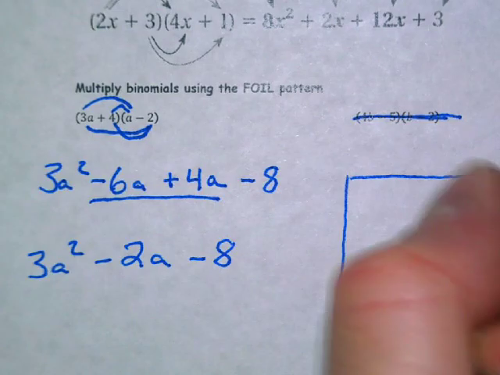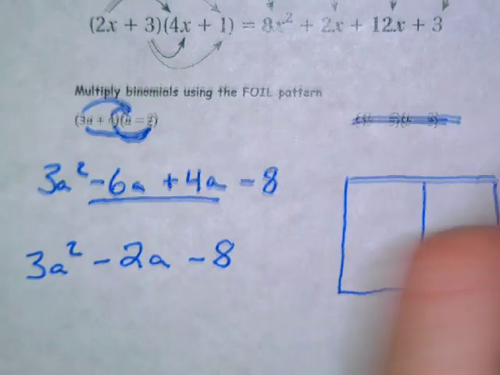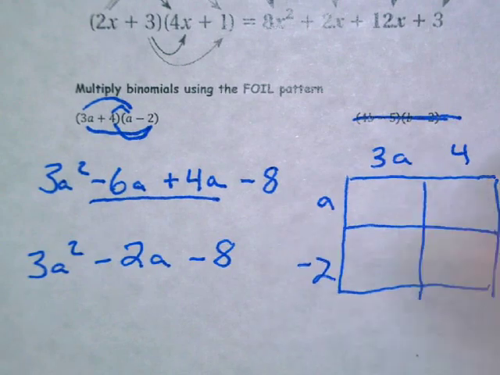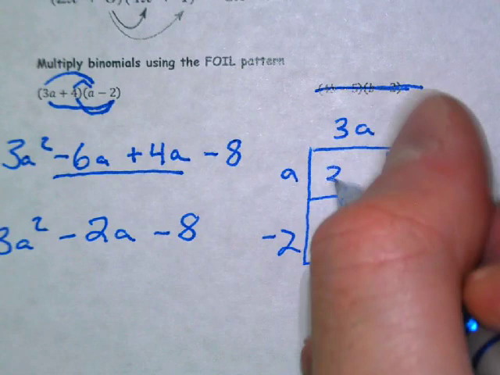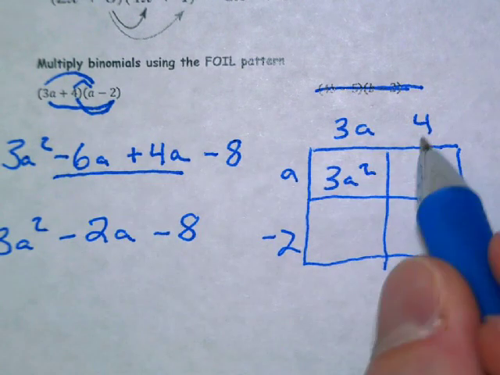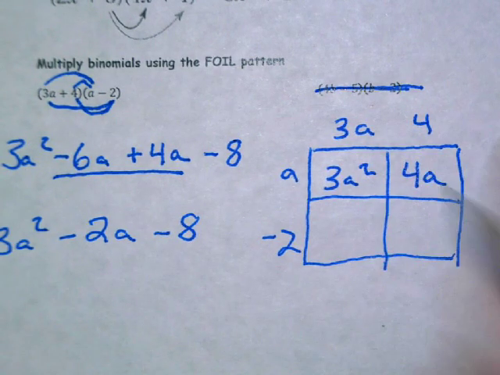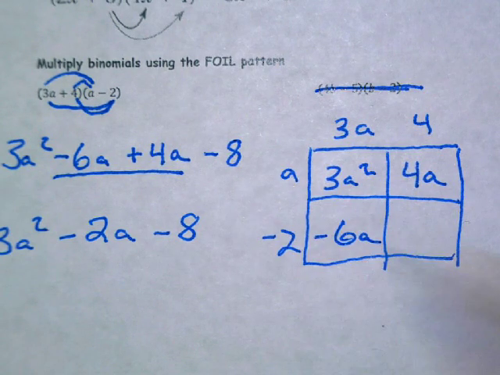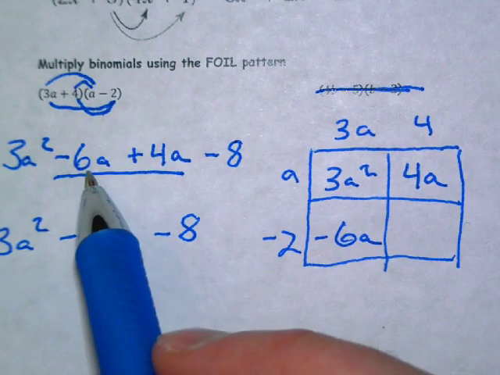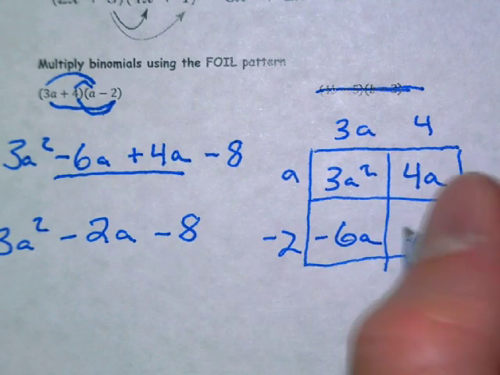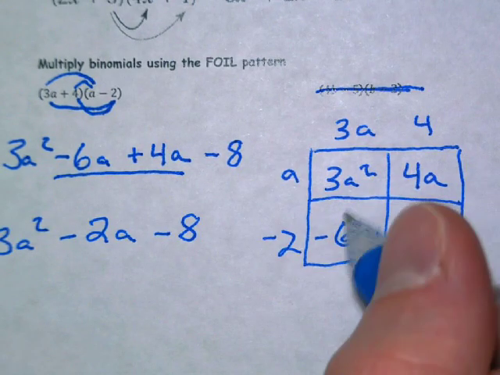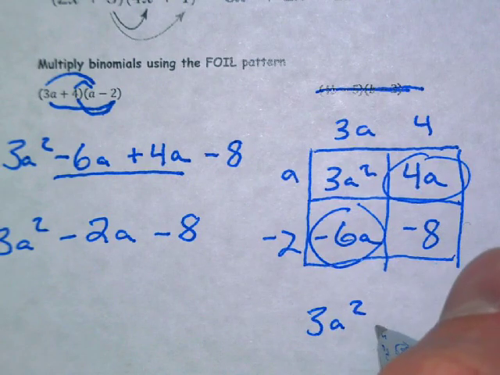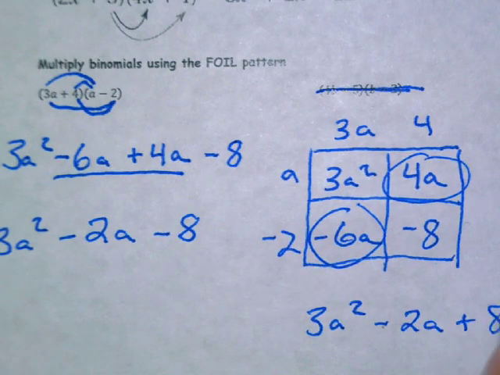So just to show you, I'm going to use this space, so forget that problem. If we'd use the box, we'd get the exact same thing. So 3a plus 4, a minus 2. So 3a times a would have been 3a squared, same thing we got there. 4 times a, 4a, same thing we got there. 3a times negative 2, negative 6a, that's what we got there. And last, 4 times negative 2. Same thing. And here's your like terms again.